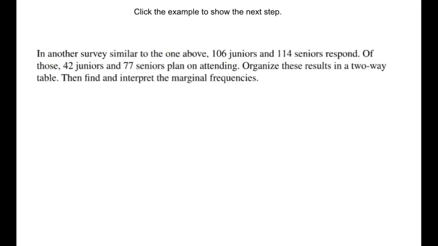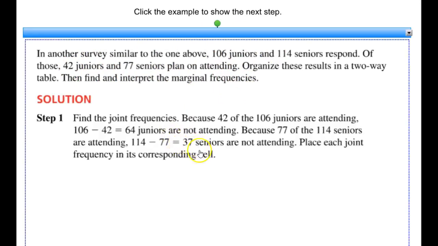So now here's our first example. In another survey similar to the one above, we surveyed 106 juniors and 114 seniors responded. Of those that responded, 42 juniors and 77 seniors planned on attending. So organize these in a two-way table, then find and interpret the marginal frequencies.